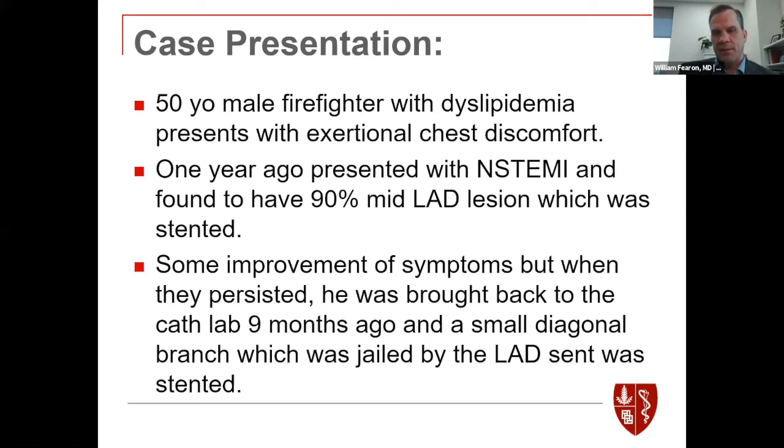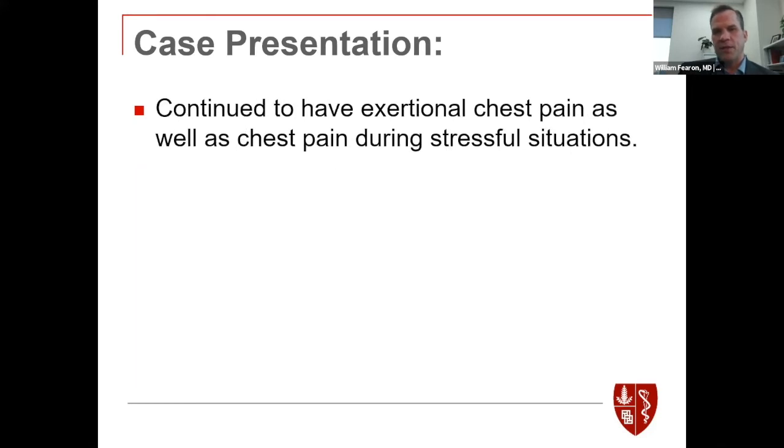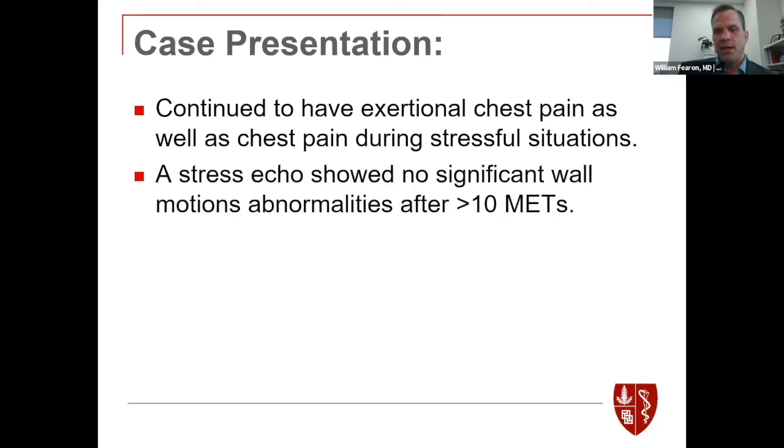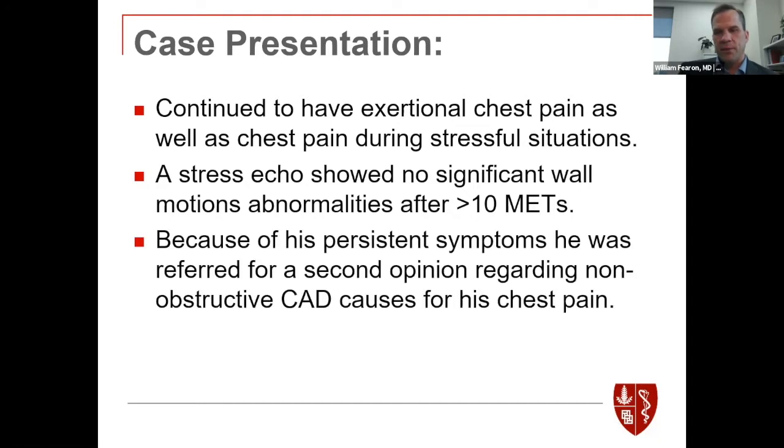This was 9 months ago, before his presentation to me, and a small diagonal that had been jailed by the stent was then stented, feeling that was likely the culprit. But he continued to have chest discomfort during exertion as well as during stressful situations. He underwent a stress echo, which didn't show any significant wall motion abnormalities, and he was able to exercise quite a fair amount. Because of his persistent symptoms, he was referred for a second opinion, and that's when I met him.